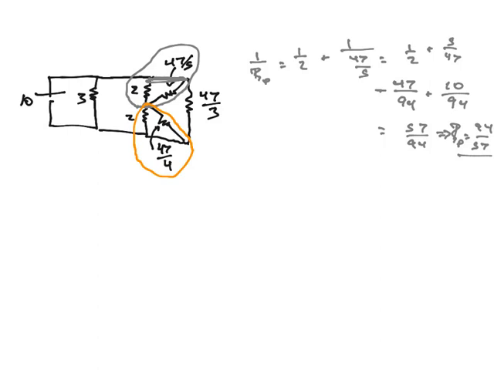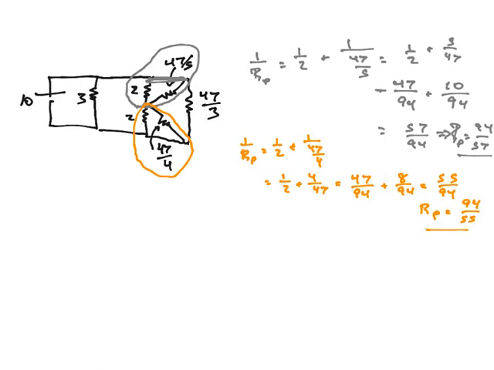And then, of course, I'll do the same for the yellow piece. The yellow piece, 1 over R parallel, is 1 over 2 plus 1 over 47 over 4, which is 1 over 2 plus 4 over 47. Again, common denominator. Tells me this is 47 over 94 plus 8 over 94, which is 55 over 94. So RP is 94 over 55. All right, so I've now combined those resistors together in parallel.